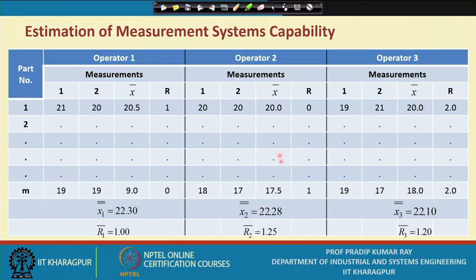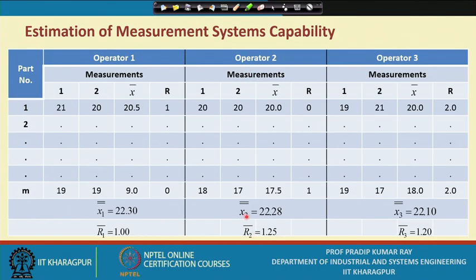reproducibility. So this is the level of reproducibility, and when you engage the third person and ask him or her to measure these parts twice, he or she produces this sort of data set. Obviously they cannot be the same. So the level of difference is essentially the level of reproducibility that we are going to measure. For the second set of data you have x2 bar and r2 bar. Similarly, for the third set of data you have x3 double bar as well as r3 bar.